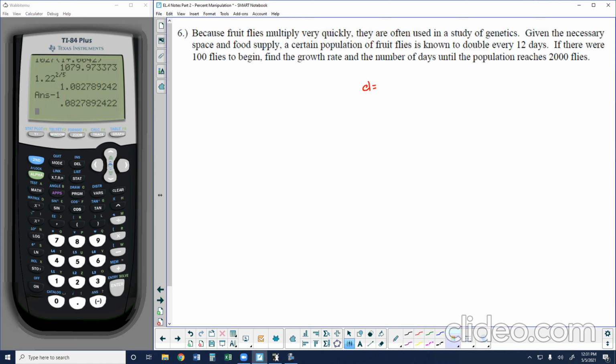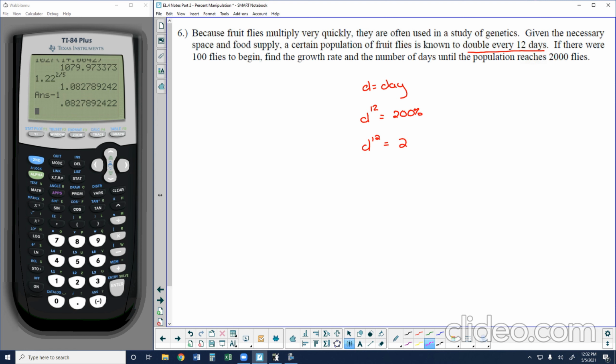So what we know here, let's let D equal day. What we know is that the population doubles every 12 days. A double tells us that it's going to have a 200% growth. It's going to multiply the population by 2. So this is every 12 days. So day, D is 1. D to the 12th, again, we're manipulating the exponent here to represent the time domain. D to the 12th is going to equal 200%, or D to the 12th is equal to 2. It's going to double.